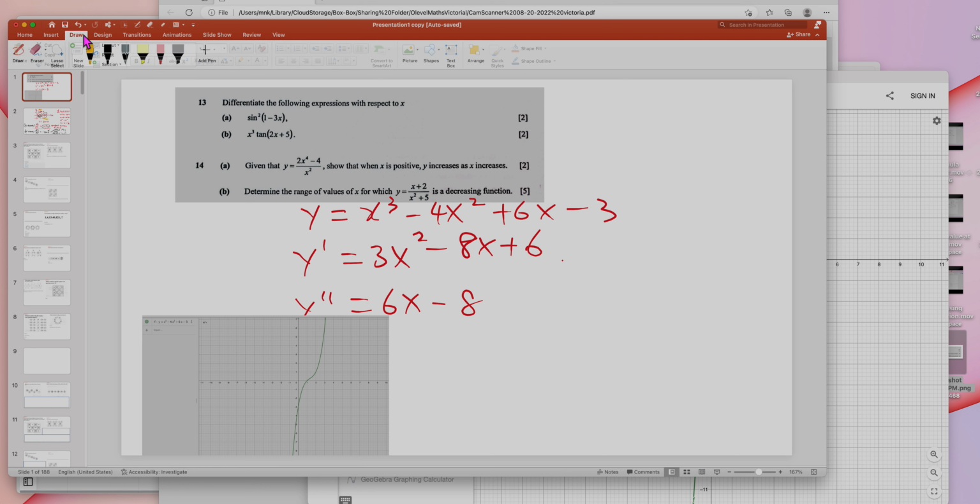And then if you see this graph, is there a maximum point? Doesn't look like there is a maximum point, because maximum point and turning point are flat. Do you have a point that is flat? No. Doesn't look like there is.